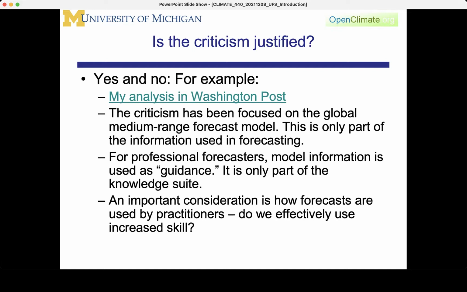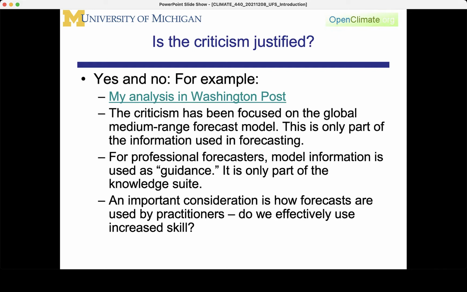I wrote an analysis in the Washington Post about the European Center and what it would take to be the best in modeling, a number of years ago now. And I think what I wrote in that still stands today, though we have made a lot of progress with the Unified Forecast System. And I think what I wrote in that had been true 10 years earlier when I was managing at NASA. Therefore, these are chronic and persistent and very difficult problems to overcome.